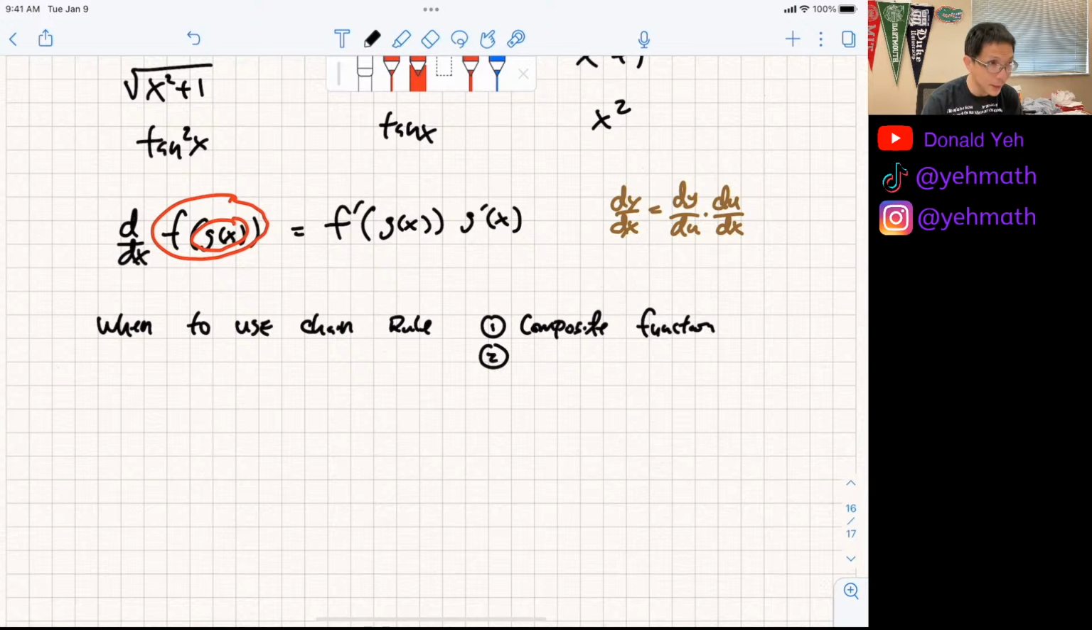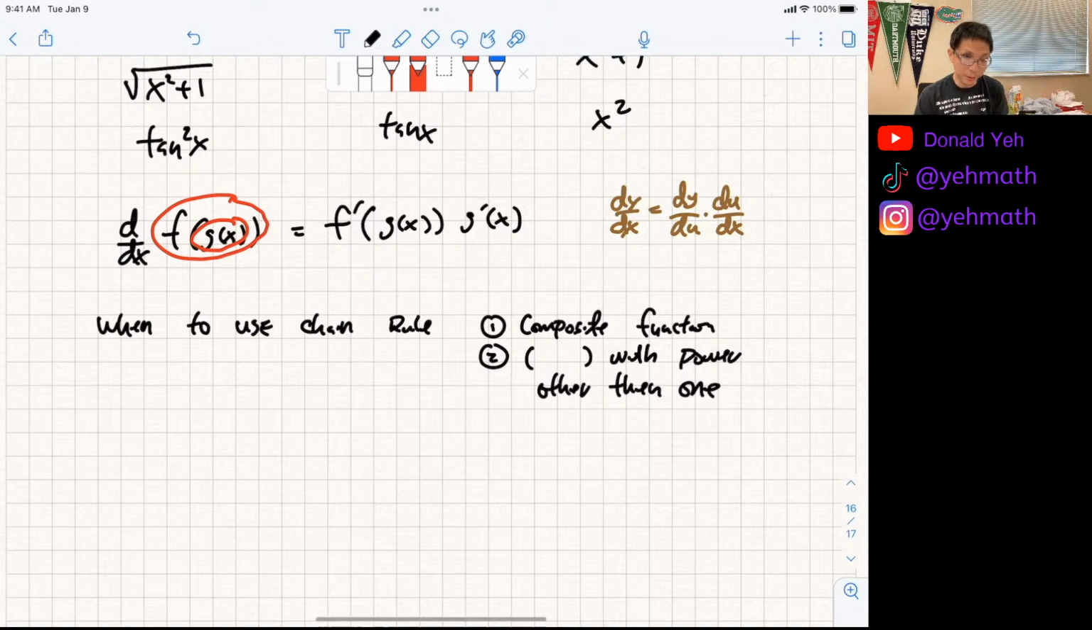And the good thing is I'm also going to list a second one, which still belongs to composite function. It's basically with parentheses, with a power other than 1. So there are two situations: first is composite function, second is parentheses with a power other than 1. Those are the things that will require you to use the chain rule.